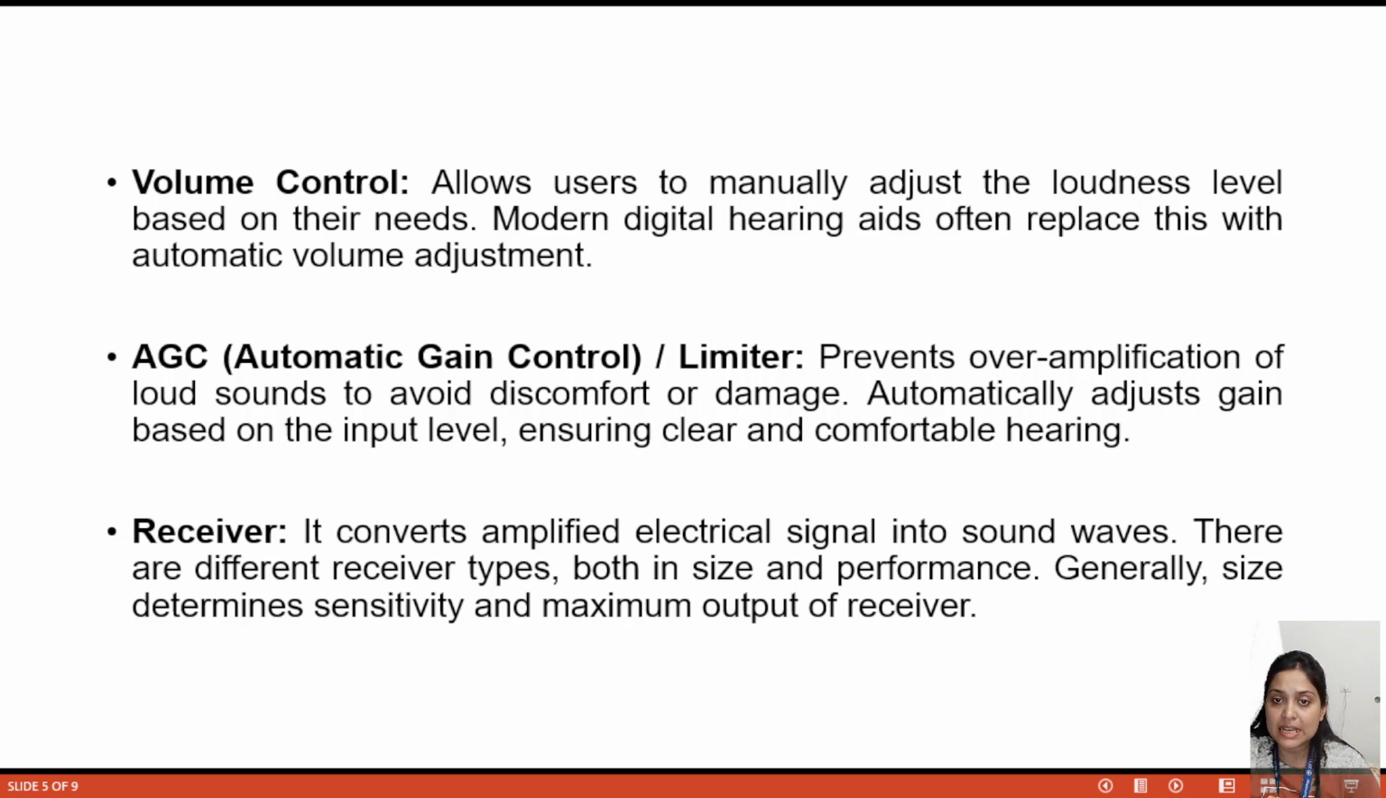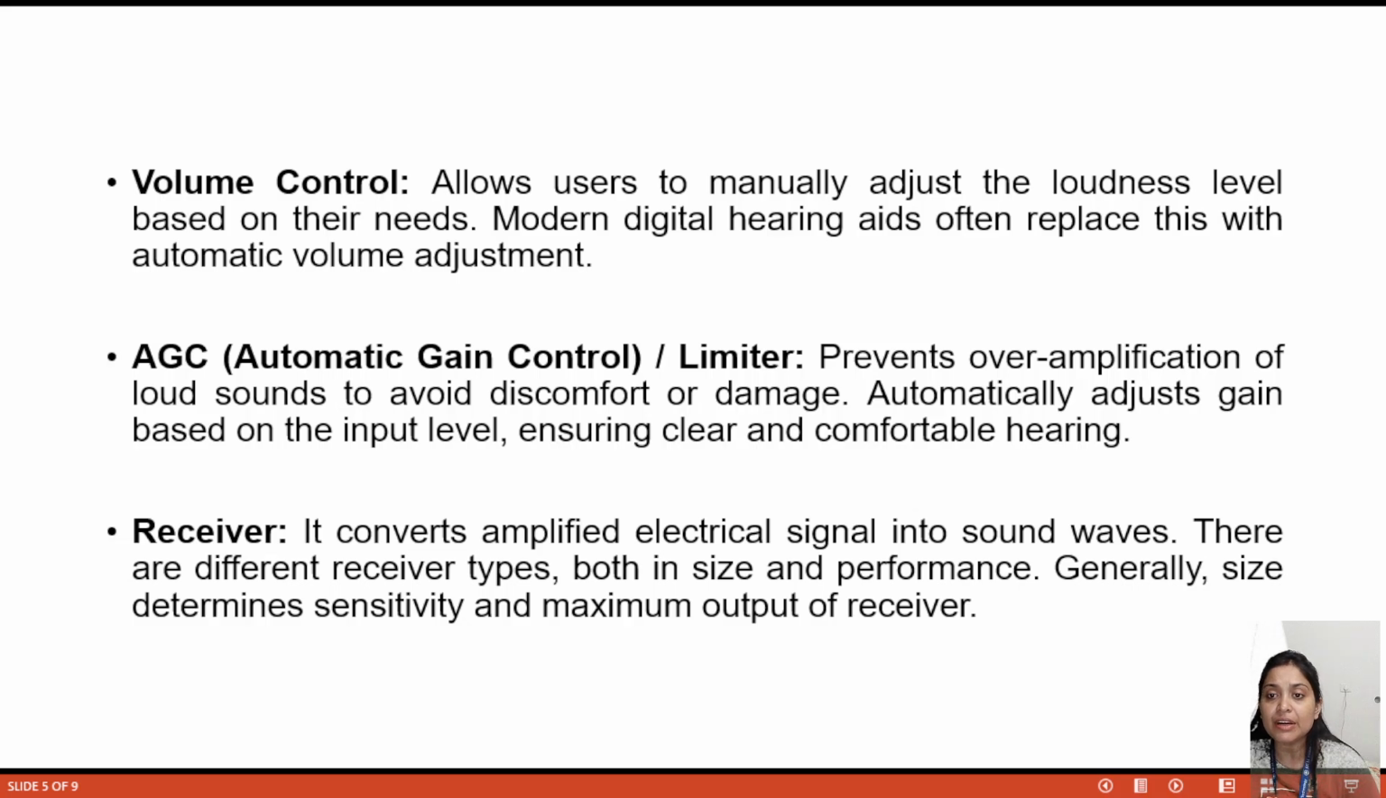Then AGC means the automatic gain control or limiter. Okay, so if the signal gain is very high, then it will reduce. That means it prevents over amplification of loud sounds to avoid discomfort or damage. So it automatically adjusts the gain of the input level.